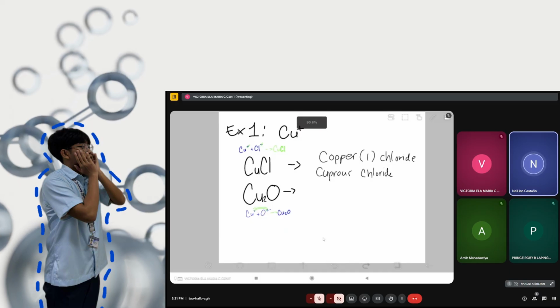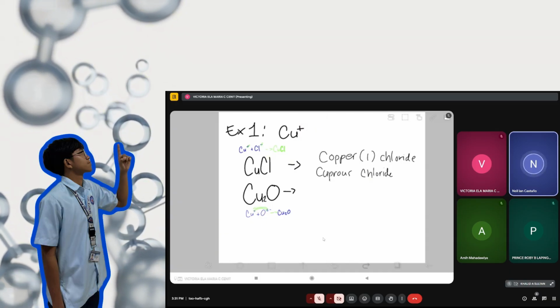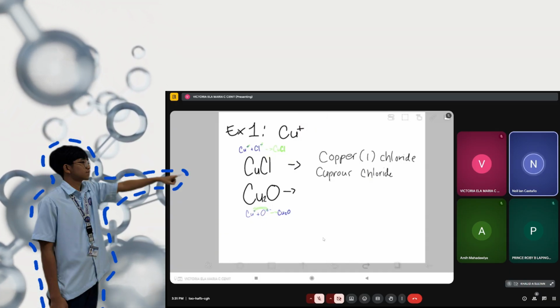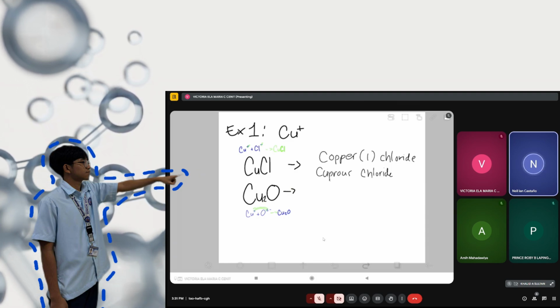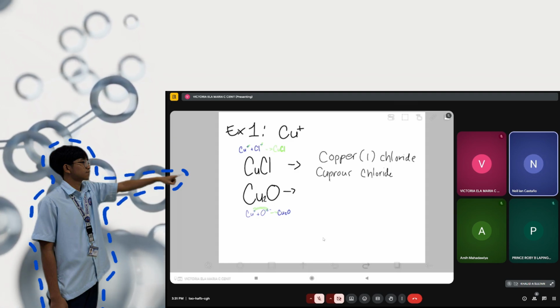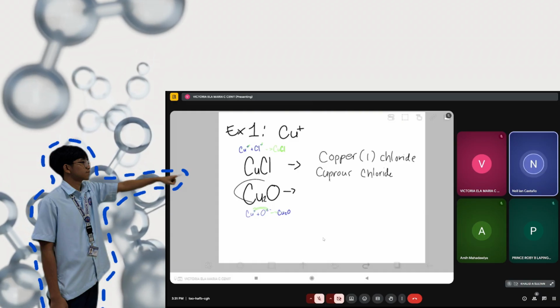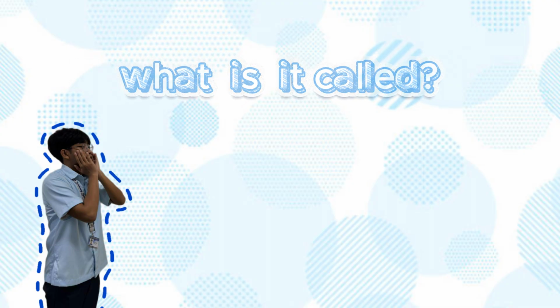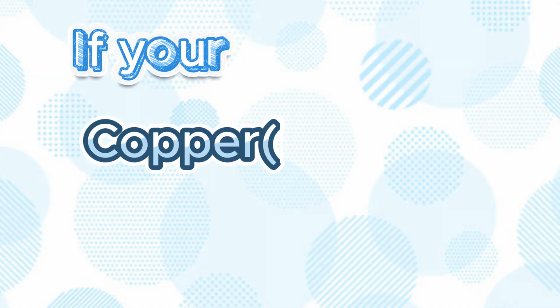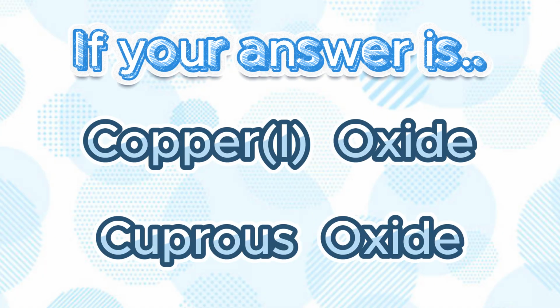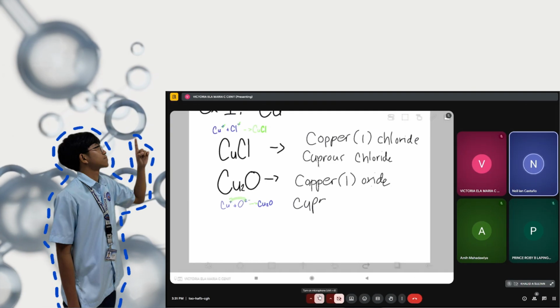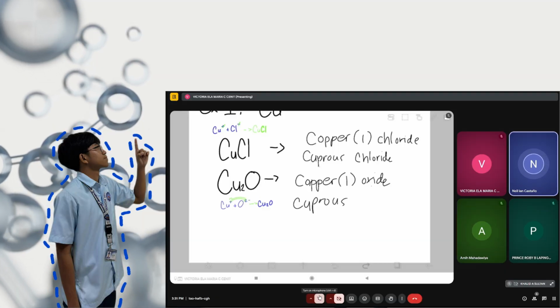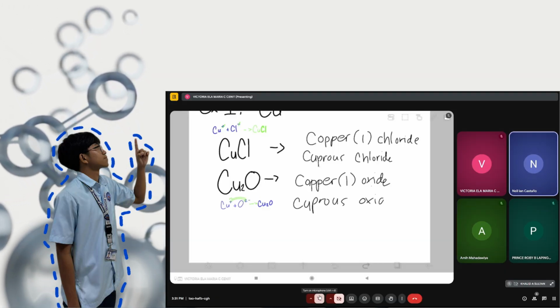So, for example number 2, Cu+ plus O2-, and after the crisscross method, it will give us Cu2O. And can you guess what name it is? If your answer is copper(I) oxide or cuprous oxide, then you are correct. Take note that you should be doing the crisscross method when adding.